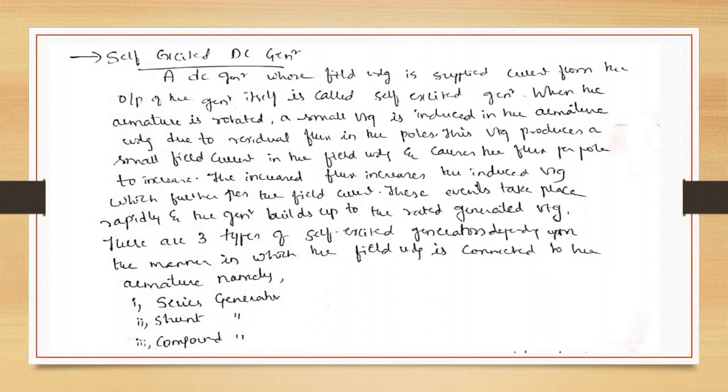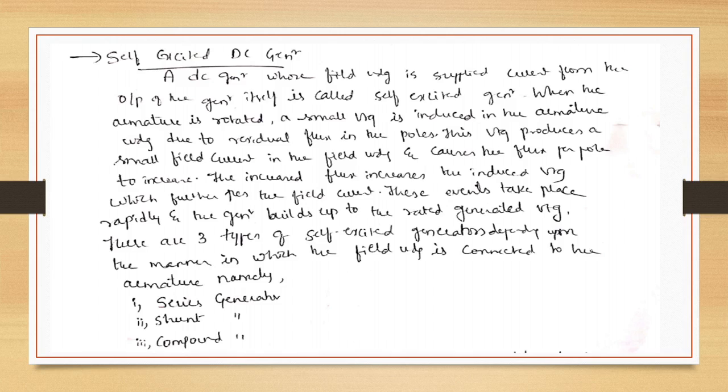Self-excited DC generator. A DC generator whose field winding is supplied current from the output of the generator itself is called a self-excited generator. When the armature is rotated, a small voltage will be induced in the armature winding due to residual flux. See here, a very important term, residual flux. What we are asking here is, without switching on the machine, how will the field winding take the current from the armature winding? This is our doubt, this is the question. The answer is the presence of residual magnetism or residual flux.